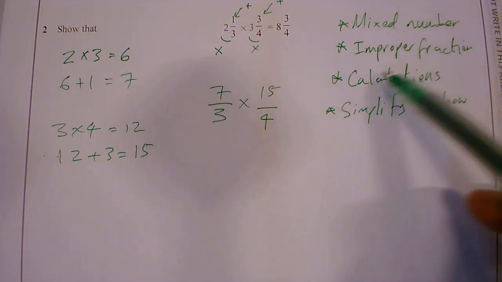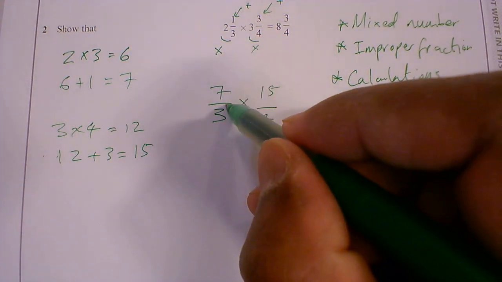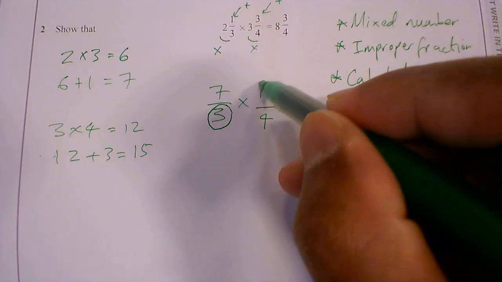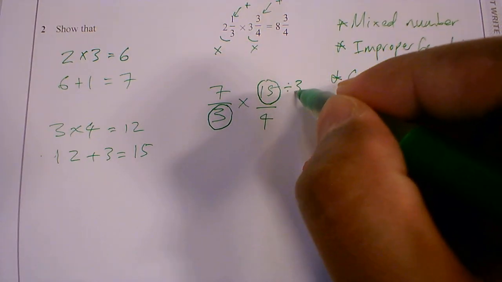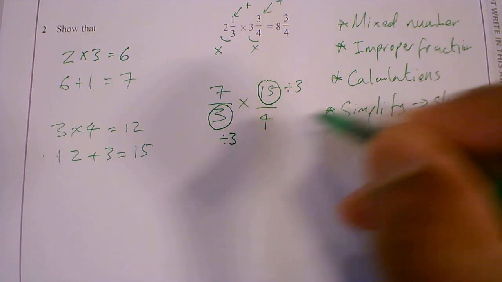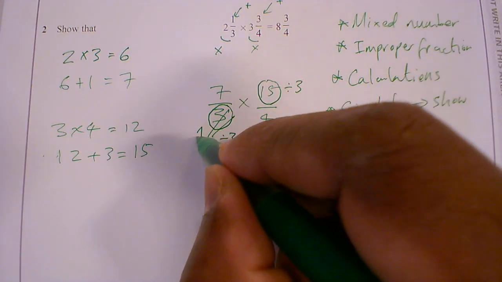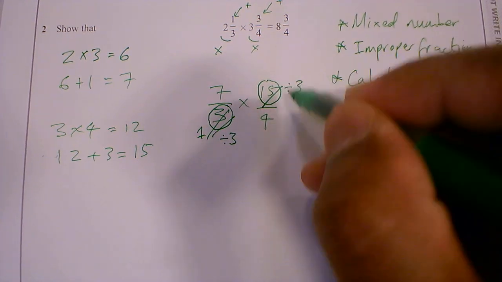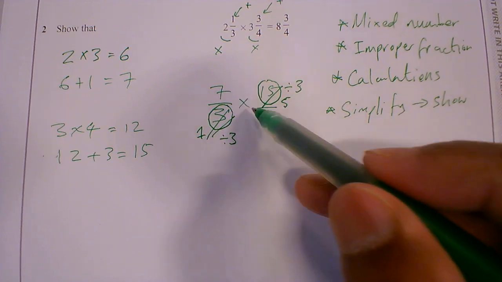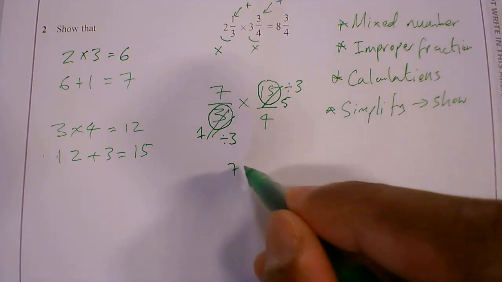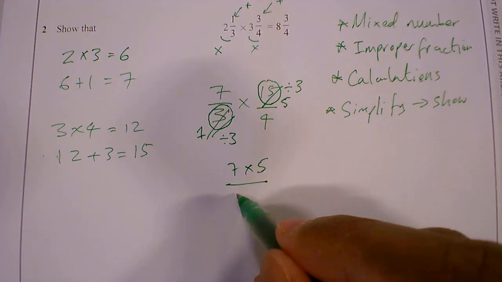Now before I do my calculation, I can look to simplify anything here. I can spot that 3 and 15 have a common number. I can divide by 3. So 3 goes into 3 once, and 3 goes into 15 5 times. So now this becomes 7 times 5 over 1 times 4.